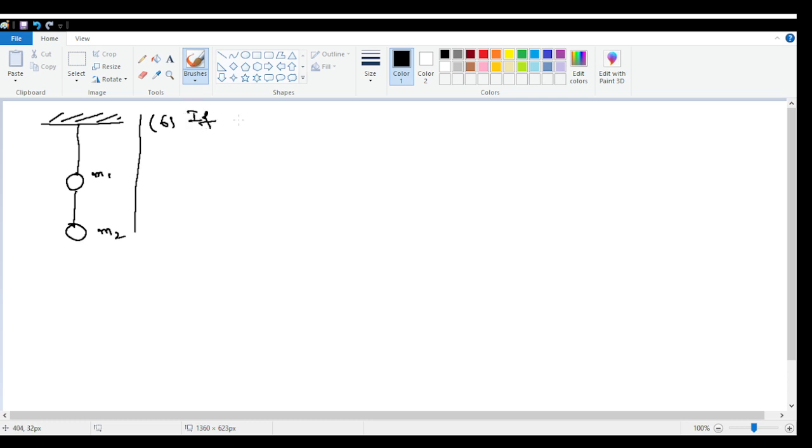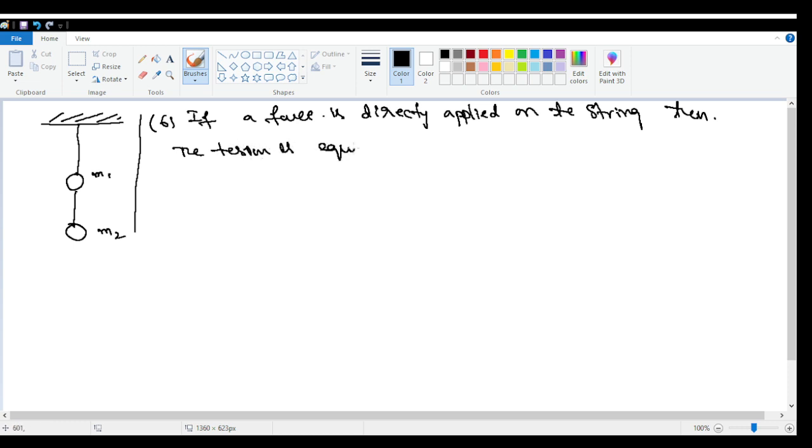Look, if a force is directly applied on the string, then the tension is equal to the applied force. Applied force, look, this is very, very important. What it means is, if the applied force comes directly onto the tension, then the tension is generated by the applied force. The tension is generated according to the applied force.